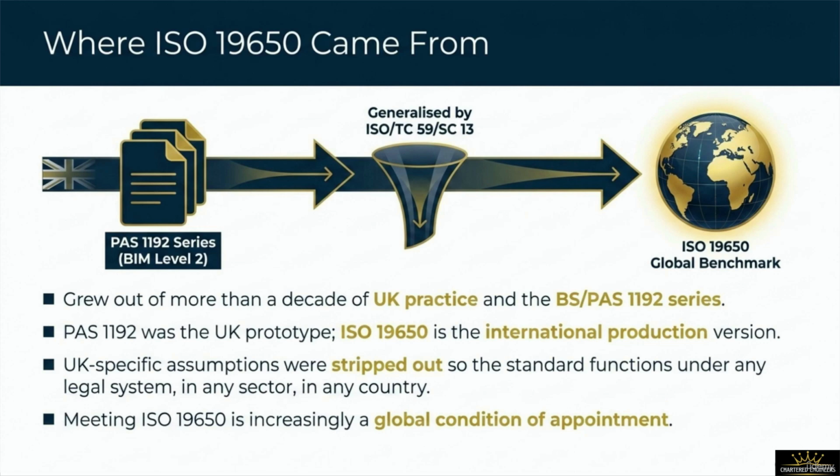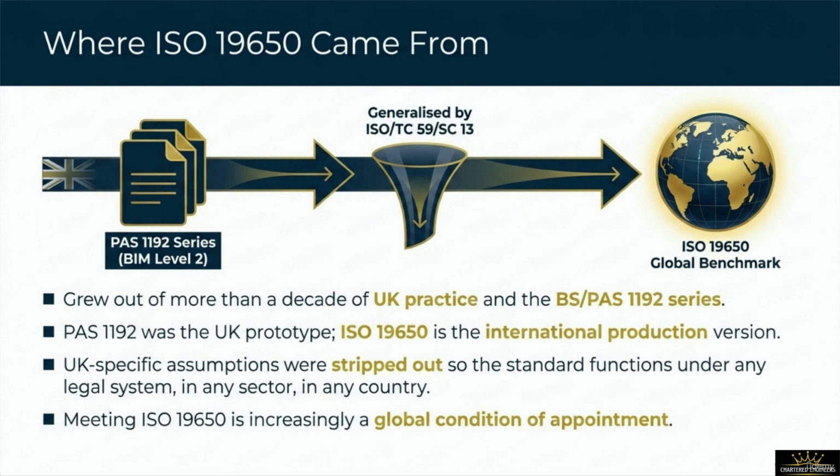Think of the historic PAS 1192 documents as a regional prototype, while the modern ISO 19650 represents the fully internationalized production version. During the generalization process managed by the International Technical Committee, ISO/TC 59/SC 13, all UK-specific legal assumptions and insular local terminology were systematically stripped out. This optimization ensures that the core standard functions perfectly under any legal system, within any engineering sector, and in any country across the globe. Today, meeting these requirements is no longer an optional badge of excellence. It is increasingly a baseline global condition of professional appointment.